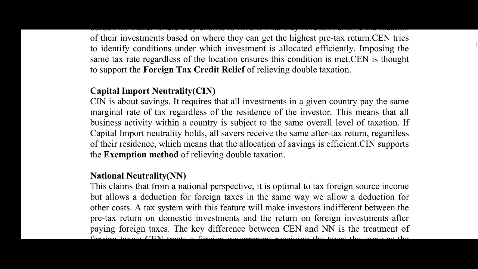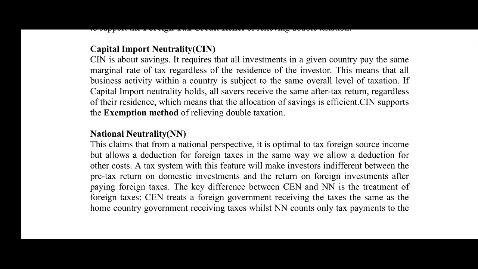Now, the next is what we call capital import neutrality. For capital import neutrality, it is more about savings. So it requires all investment in a country to pay the same marginal tax rate, irrespective of whether you are resident or non-resident. Okay, what does this mean? This means that all business activity within a country is subject to the same overall level of taxation. If capital import neutrality holds, all savers receive the same after-tax return regardless of their residence, which means the allocation of savings is efficient. CIN supports the exemption method of relieving double taxation.